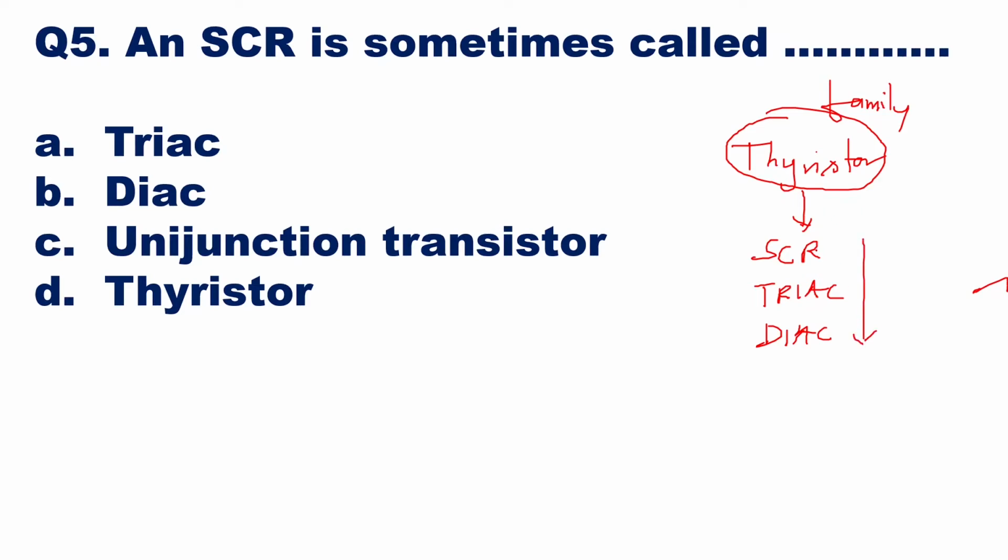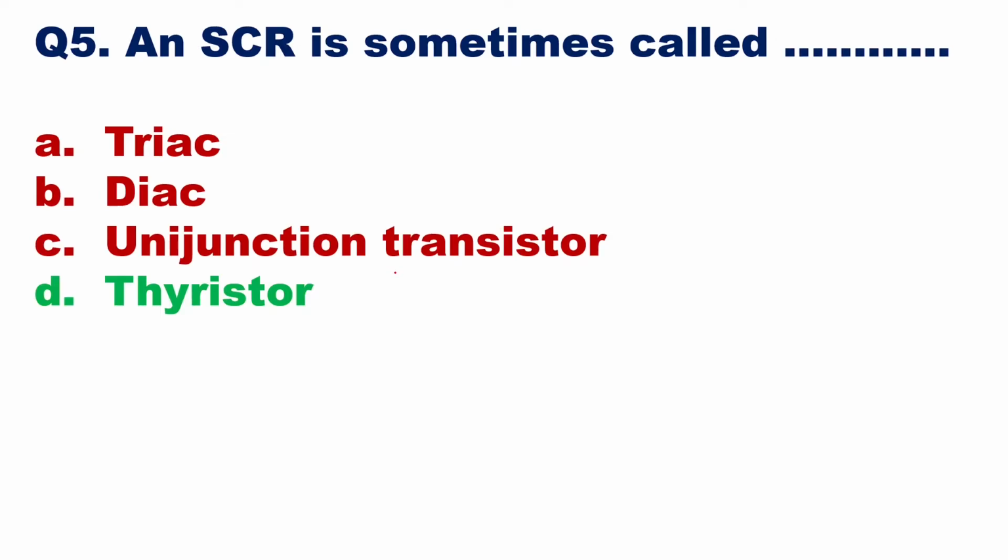Now in these devices, SCR is a very important device. It's the main device of the thyristor family, and some authors call SCR itself as thyristor. So in some books, you can see that SCR is sometimes called as thyristor. But specifically, it is one of the family members of the thyristor family. Because it is the main member, it is also called thyristor. So option D will be the right answer. SCR is sometimes called as thyristor. Then we'll go to the next question.